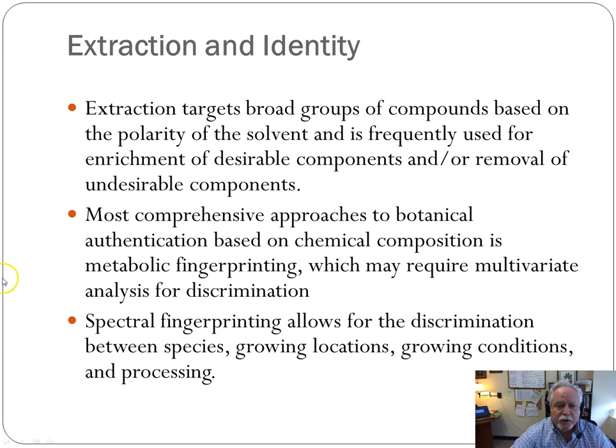You can see that we've done that for a number of plants already: the black cohosh, the echinacea, and then using some powerful statistical models. So this spectral fingerprint, what we saw in the HPLC, allows for the discrimination between species, oftentimes growing locations, conditions, even processing, where we can see where heat or light has had an effect on compounds that are expected to be broken down based on exposure.